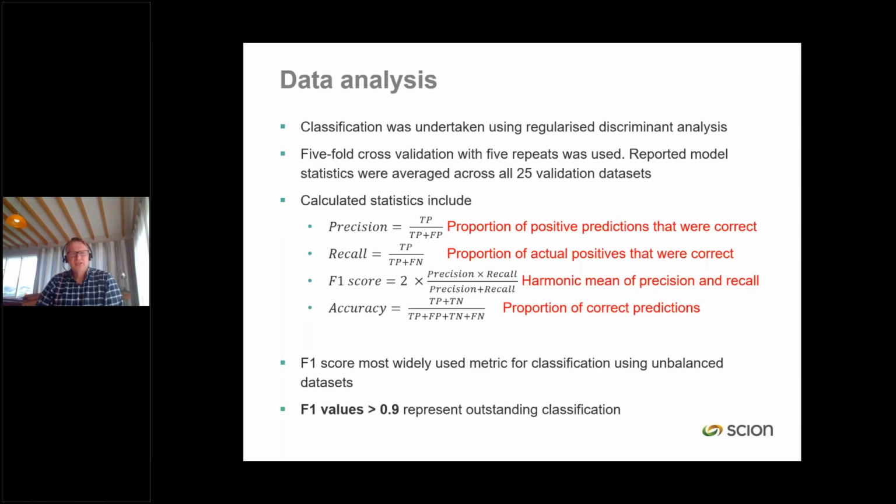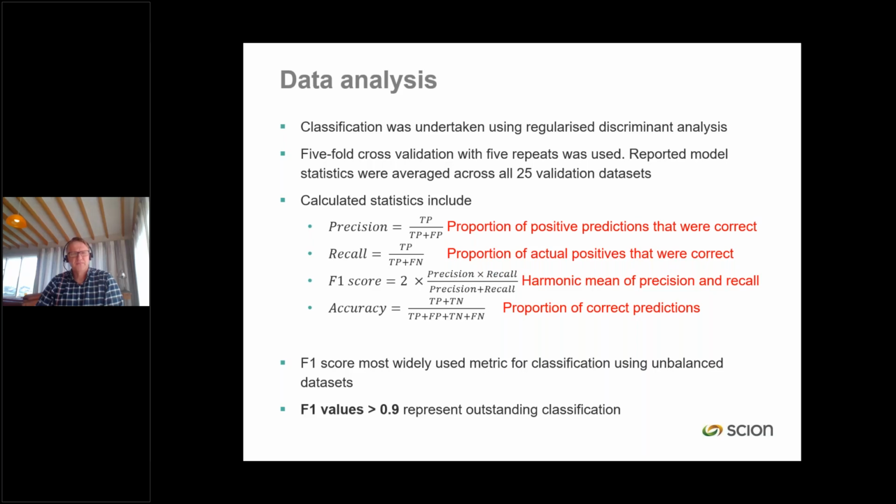Classification itself was undertaken using regularized discriminant analysis. We tried 2 other machine learning methods, but regularized discriminant analysis was slightly more accurate, so we went with that. And we used a 5-fold cross-validation with 5 repeats, and the reported model statistics were averaged across all 25 validation data sets.